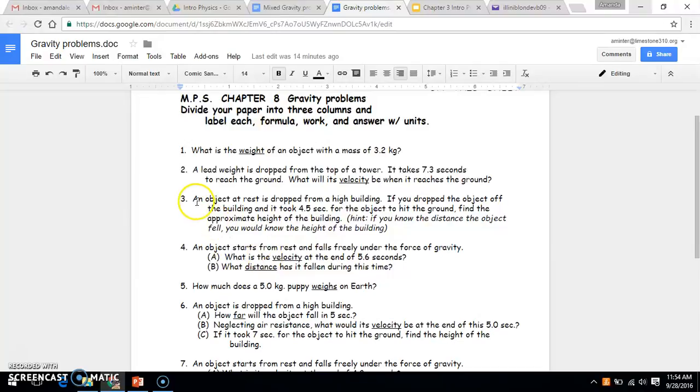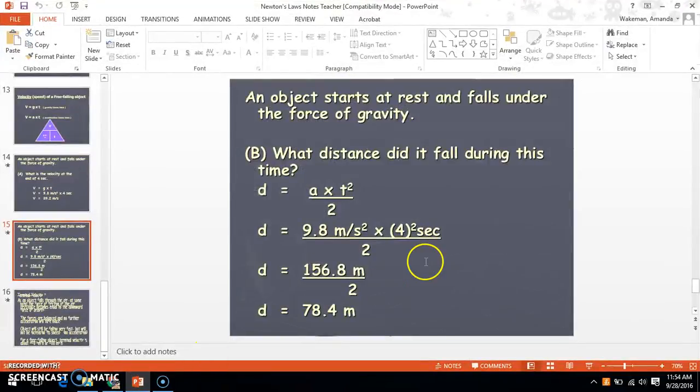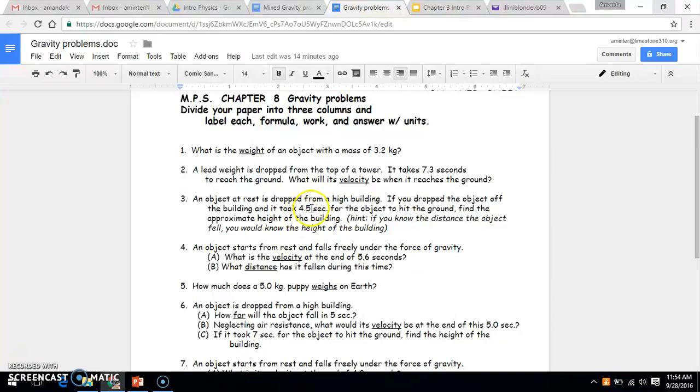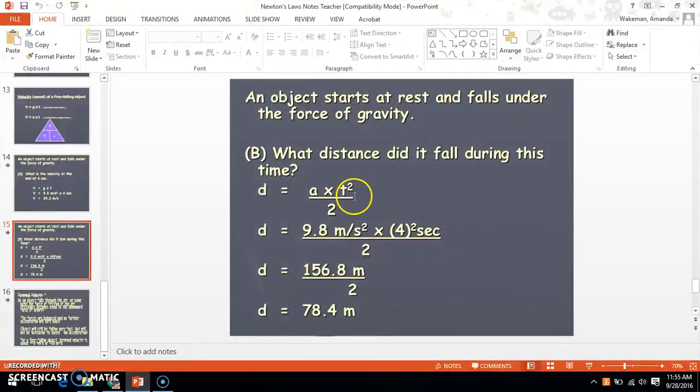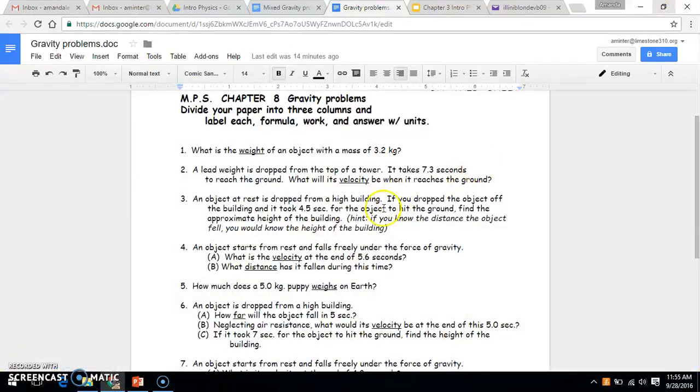All right, so this would be an example of one of these guys. If we look here, number 3 says an object at rest is dropped from a high building. It took 4.5 seconds for the object to hit the ground. Find the height of the building. They're asking you to find distance with the height of the building. So if we go back to this formula here, we know that A equals 9.8 meters per second squared. The T, if I go back here, the T is 4.5. So what you would do is you would take 4.5 times 4.5, multiply that times 9.8, press equals, and then divide by 2 to find out how many meters that building is tall.